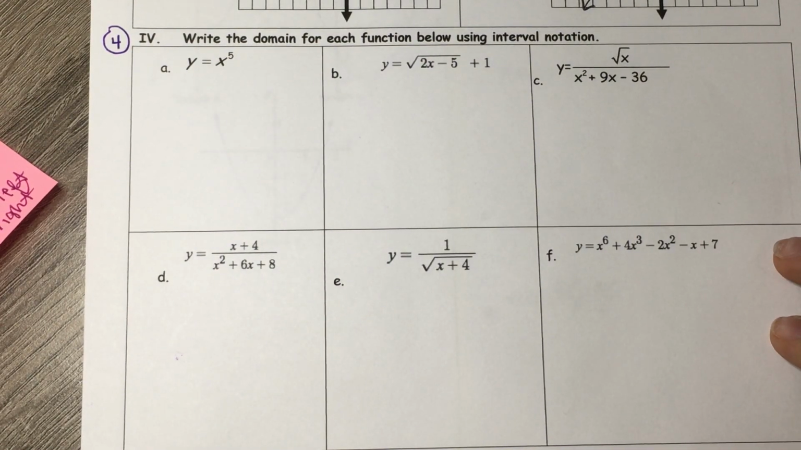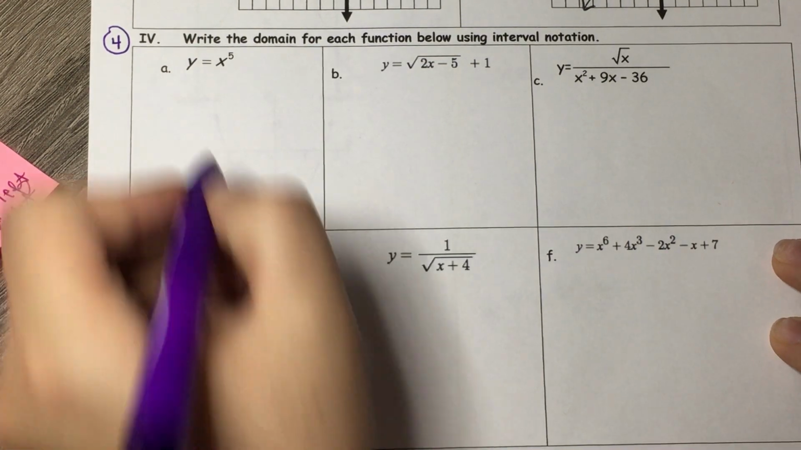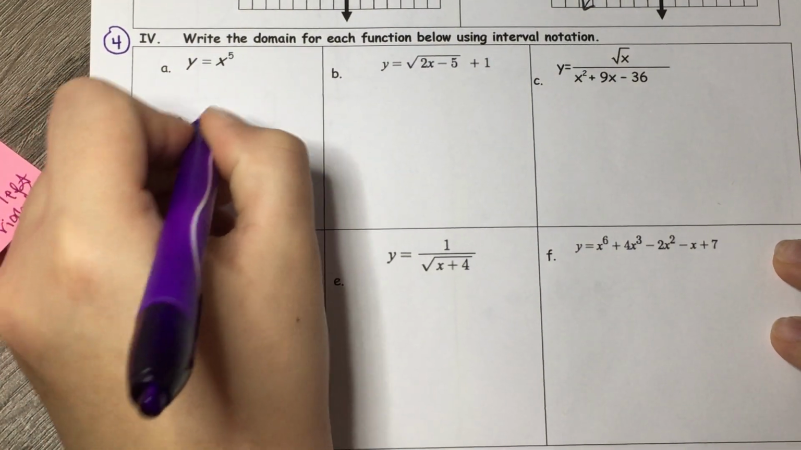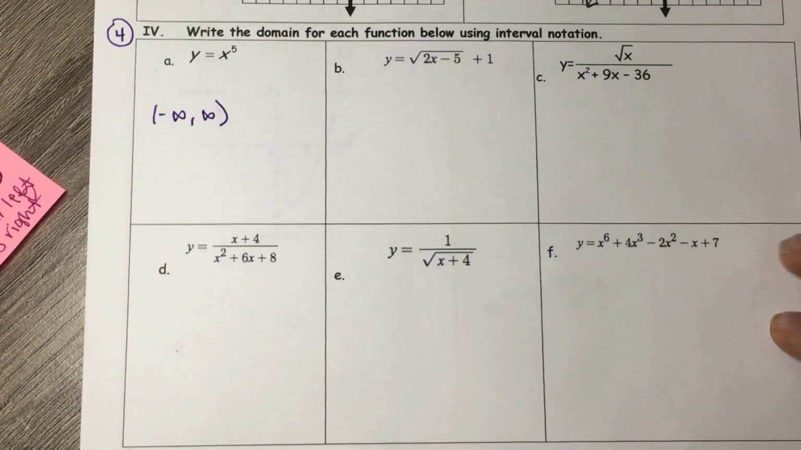Okay, now we're taking a look here at letter A. You can see that this is a polynomial, no denominator, no radical. Our domain is from -infinity to +infinity.